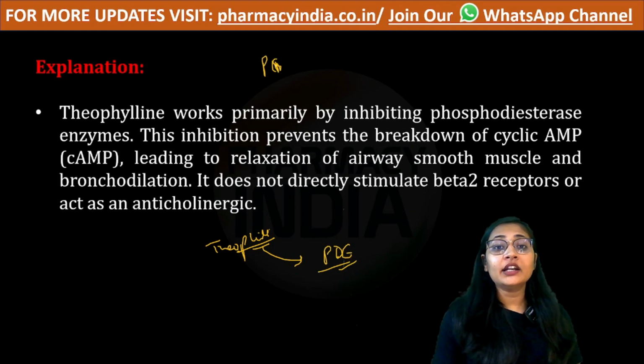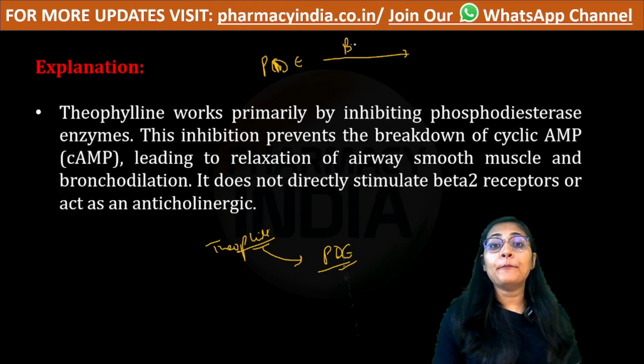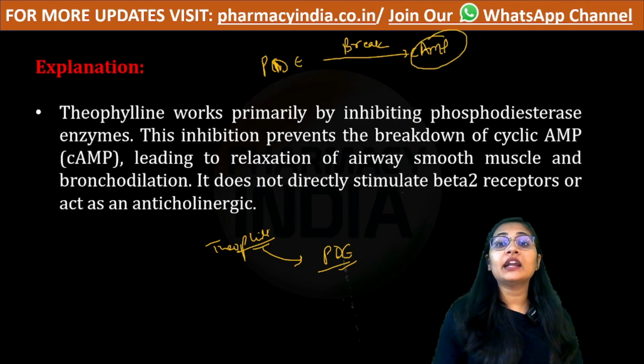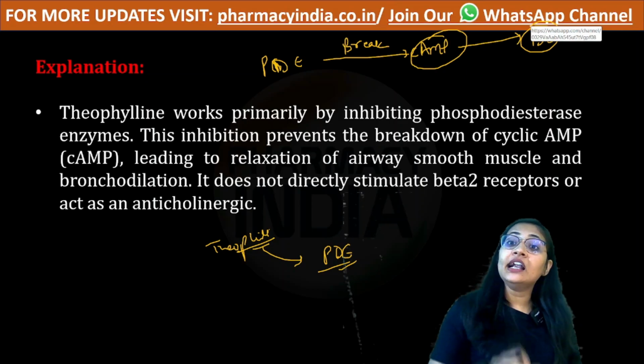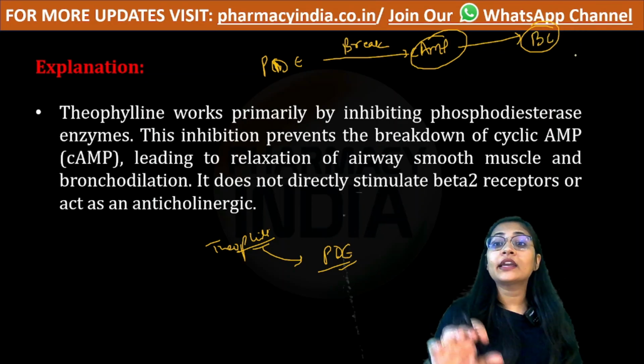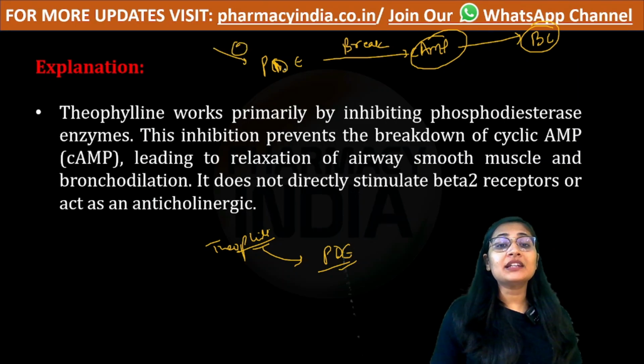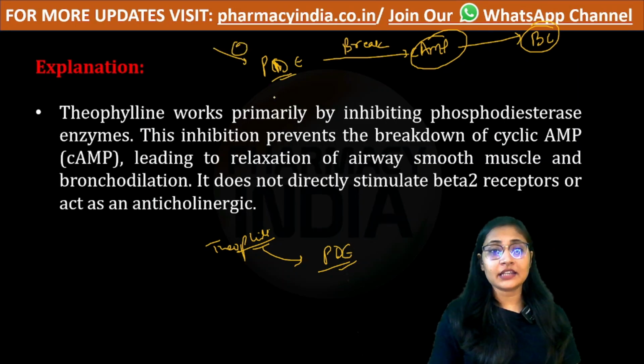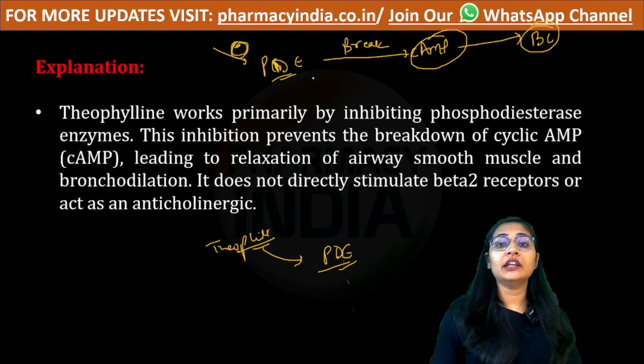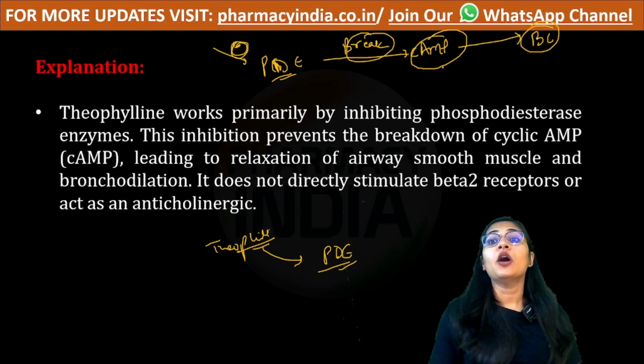See, normally what does phosphodiesterase do? Phosphodiesterase breaks down cAMP, and this breakdown of cAMP causes smooth muscle contraction, ultimately leading to bronchial constriction. Now, when theophylline comes, it inhibits this phosphodiesterase enzyme. When this enzyme is inhibited, the breakdown would be prevented, ultimately bronchial constriction would be prevented, and bronchial dilation will happen.